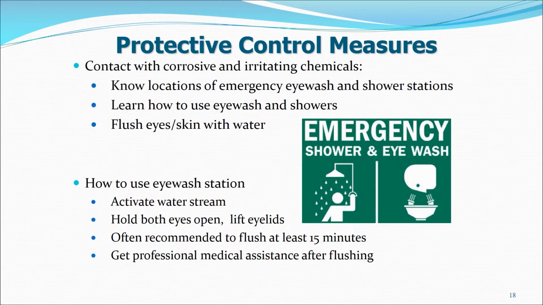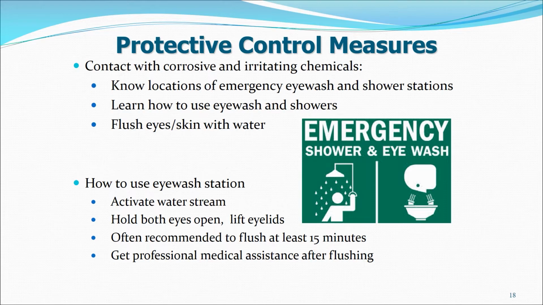Know the locations of the emergency showers and eye washes in your work area and learn how to use them. If your employer posts maps of the workplace, the locations might be indicated on the maps. As discussed before, the first step for direct contact is to flush the eyes or skin with plenty of water. If your clothes are contaminated, remove them so you can directly flush your skin.